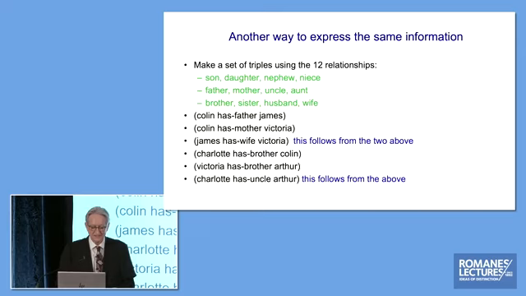You can express that same information as a set of triples. So if you use the 12 relationships shown there, you can say things like Colin has Father James and Colin has Mother Victoria, from which you can infer, in this nice simple world from the 1950s, that James has wife Victoria. And there's other things you can infer. And the question is, if I just give you some triples, how do you get to those rules?